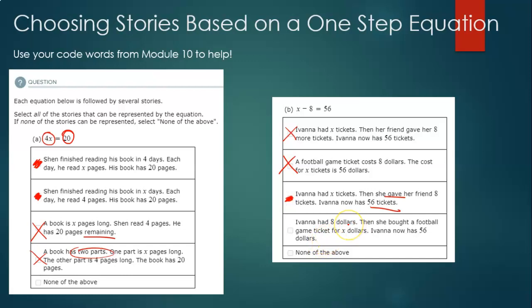Ivana had $8, then she bought a football game ticket for X dollars. Ivana now has $56. This would not be accurate because this would want to start with $8 and then she would need to buy a ticket for a total of 56. So it should be just that one.